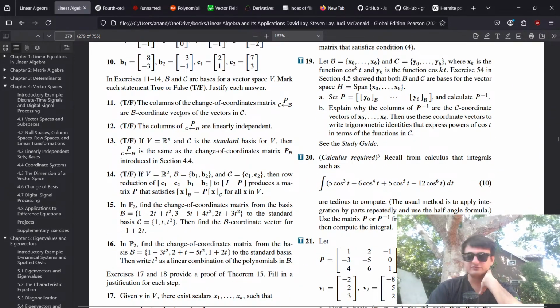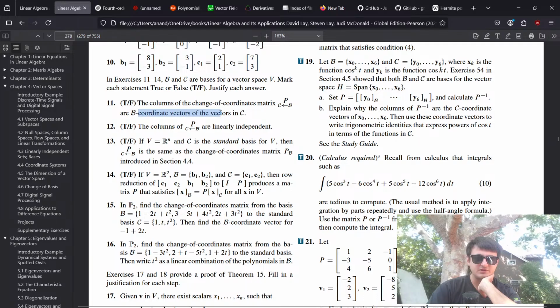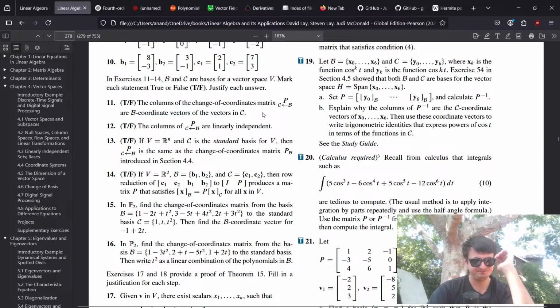Okay, finally, true false. The columns of the change of coordinates matrix P from B to C are B coordinate vectors of C.